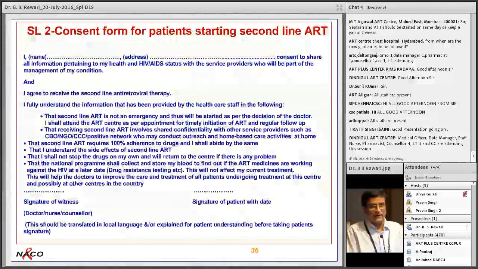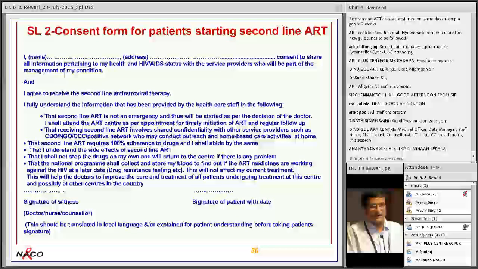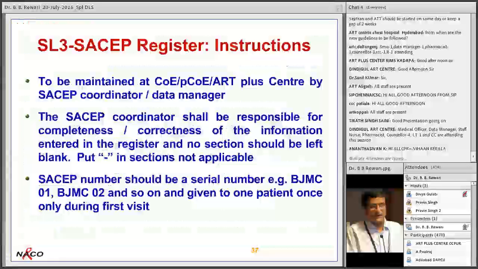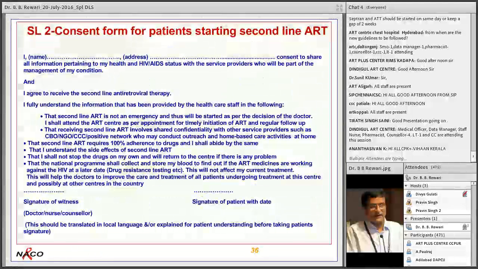Consent form, there is hardly any change. Some minor changes are there. This is to be taken for all patients starting second line ART. We will club this with the first line also, and just devise one common consent form for ART.